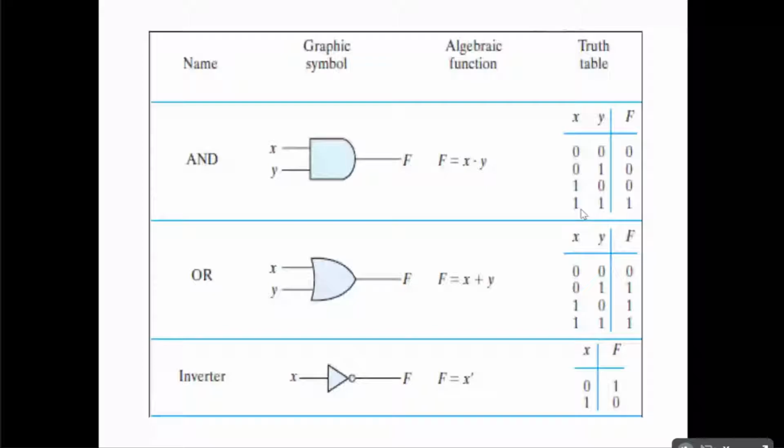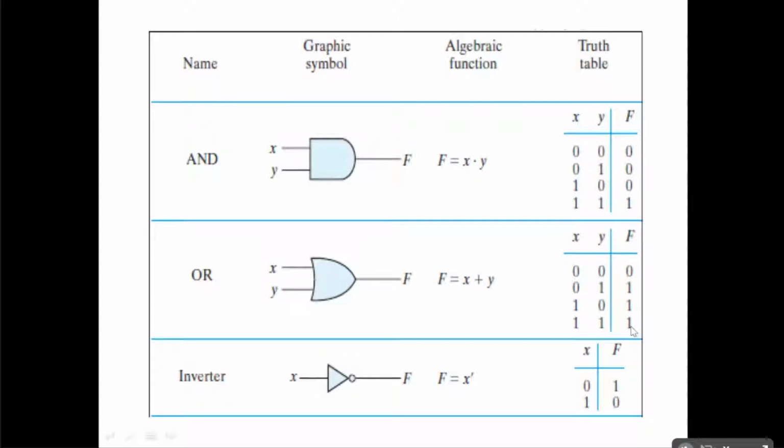Next one is OR gate. This is the graphic symbol for OR gate. This is the algebraic function. This OR gate resembles the function of adder. If we add 0, 0, it produces 0. If we add 0 plus 1, we get 1 as output. Then 1, 0 means 1 as output. Then 1, 1 means we get 1 as output.